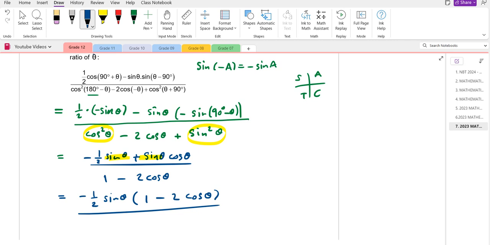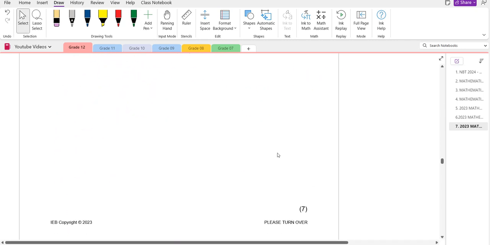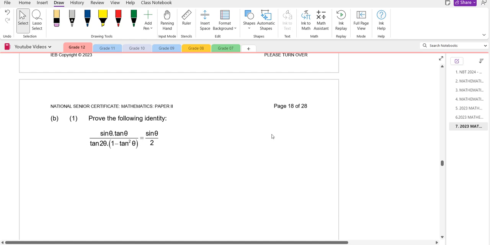So it works out, and then we can cancel out the factors. So what's my final answer? My final answer is negative half sine theta. So I wrote it in terms of a single trigonometric ratio. I hope you guys understood that. Moving over to the next question, proving the identity.